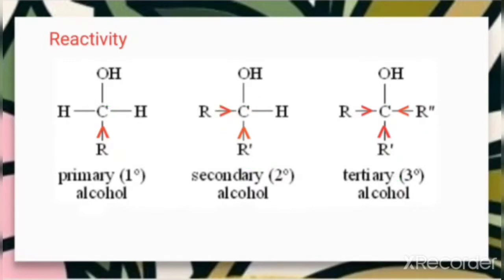When you compare the primary, secondary and tertiary structures, we can see that the electron density increases on the carbon in the tertiary alcohol compared to secondary and primary, because there are three alkyl groups in the tertiary alcohol. So the alkyl groups release electrons and therefore increase the electron density towards the polar bond, that is towards the oxygen. As a result, the polarity of the C-O bond increases.